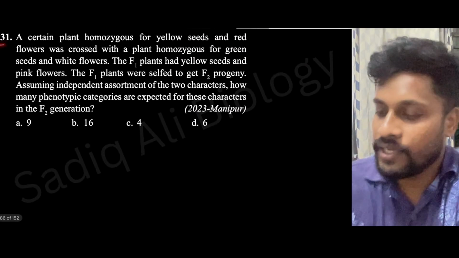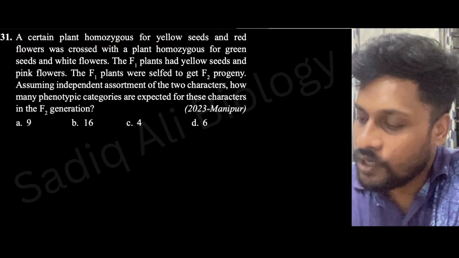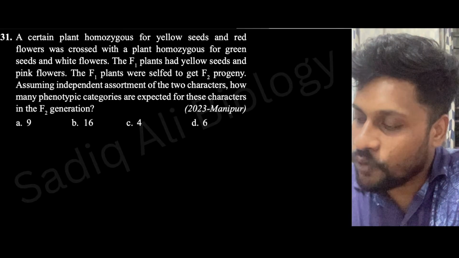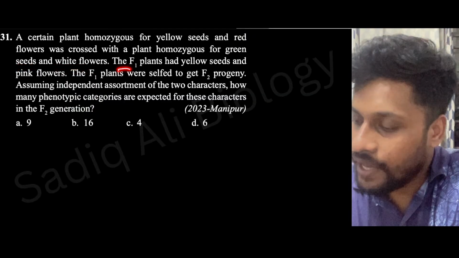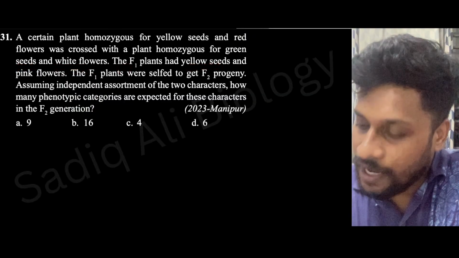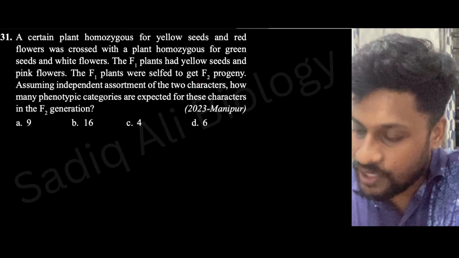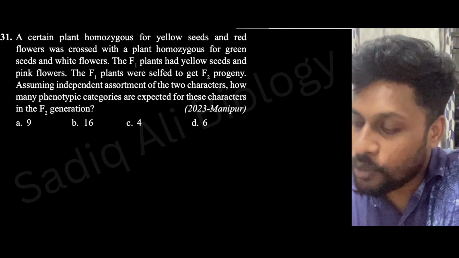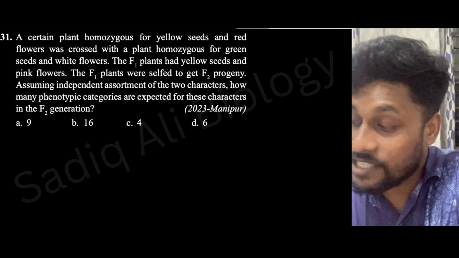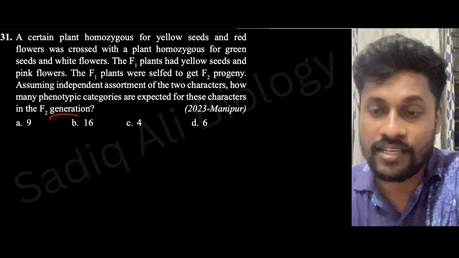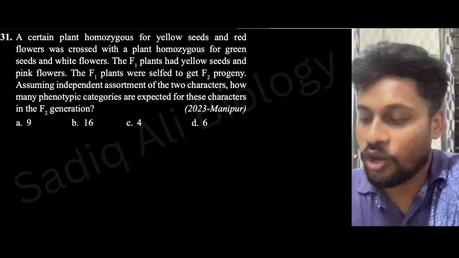Now, 31. A certain plant homozygous for yellow seed and red flower was crossed with a plant homozygous for green seed and white flowers. The F1 plants had yellow seeds and pink flowers. The F1 plants were selfed to get F2 progeny. Assuming independent assortment of the two characters, how many phenotypic categories are expected for these characters in the F2 generation? Guys, this is a nice question with a nice twist. It's not our normal question.